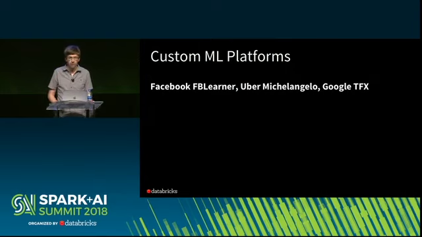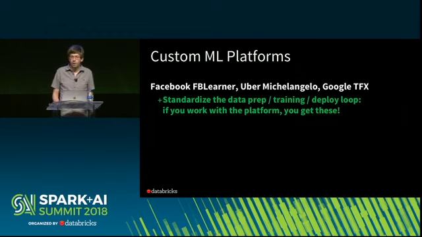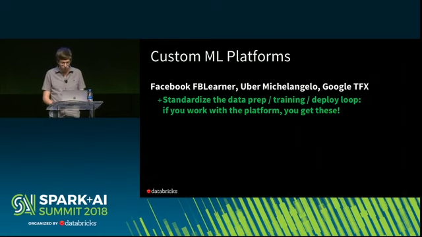Companies that have a lot of resources to invest into machine learning have started recently to build custom machine learning platforms. Some examples from the web companies are Facebook's FB Learner, Uber Michelangelo, and Google TFX. These are platforms that standardize the data prep, training, and deployment loop. As long as you work within the platform, if you build a model using the tools provided there, you can deploy it, productionize it, monitor it, and so on. And so they save these companies a lot of time.